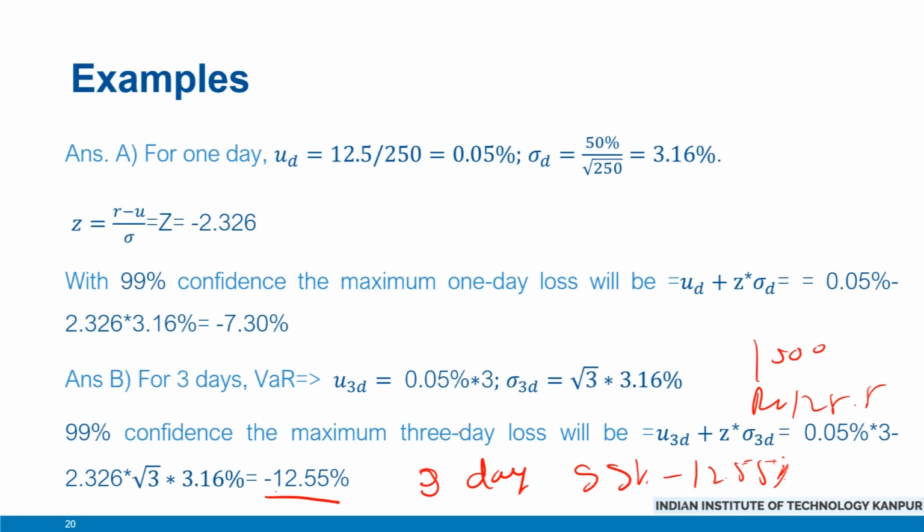To put it in simple terms, your loss value for a 3-day period with 99% confidence is minus 12.55% in negative return terms or loss value. Or let's say if you are holding 1000 rupees worth of portfolio, then the maximum loss over a 3-day period with 99% confidence is 125.5 rupees.